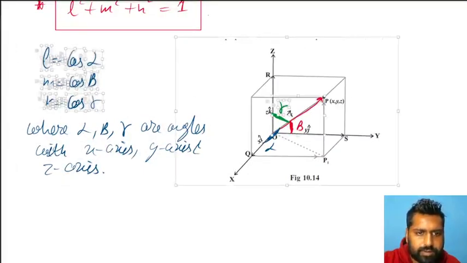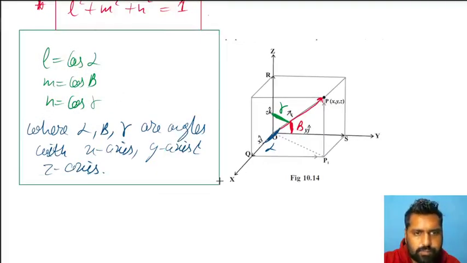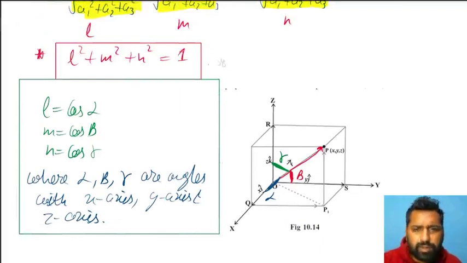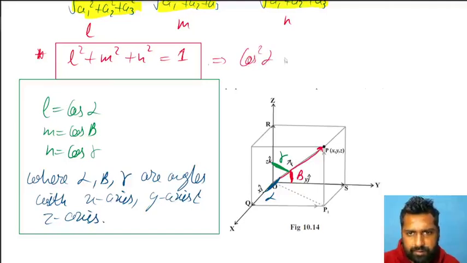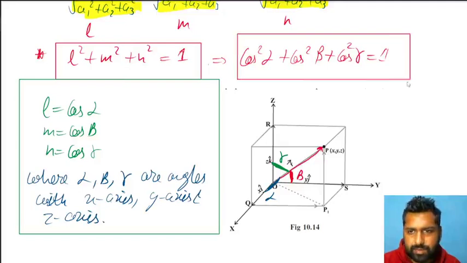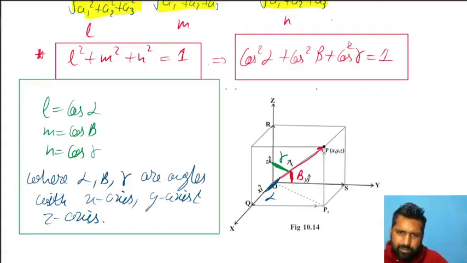Let me put this in a box. L square plus M square plus N square is 1. So if you further modify, if you put cos alpha, cos beta, cos gamma, you'll get cos square alpha plus cos square beta plus cos square gamma is 1. Don't try to learn this as a separate formula. Just remember L square plus M square plus N square is 1, and cos alpha is L, cos beta is M, cos gamma is N. So you get this formula effectively.